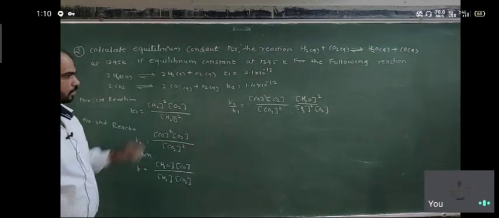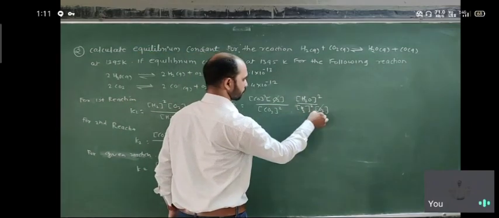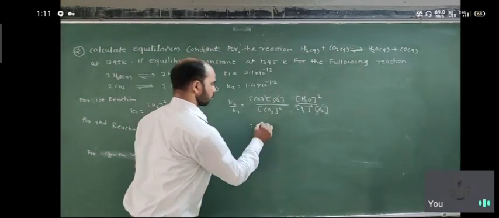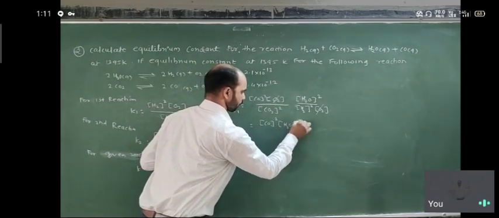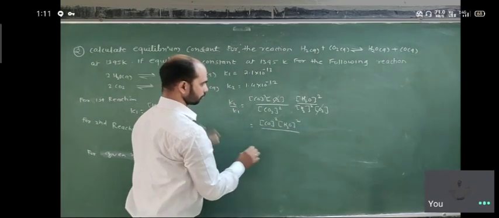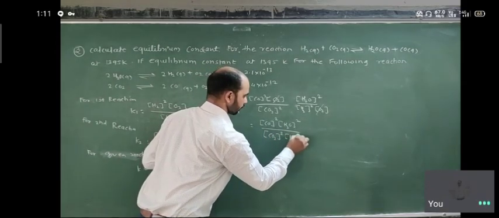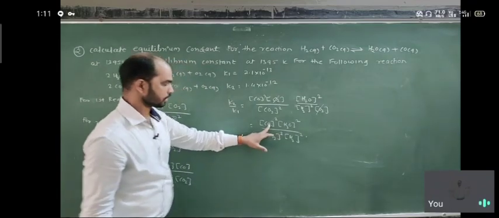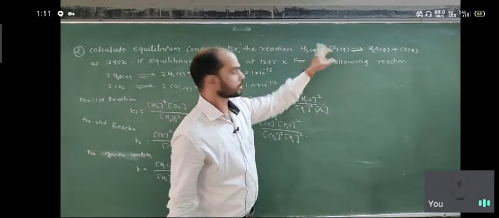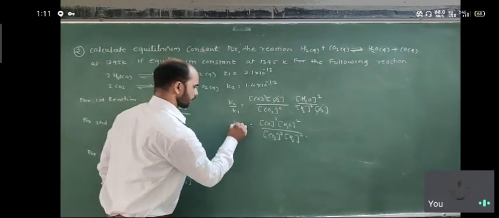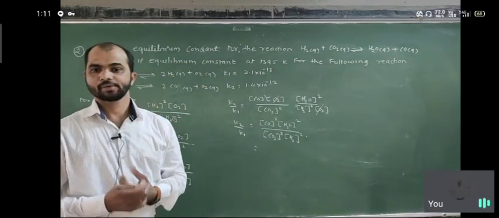Okay, we consider both of these, so we cancel the common terms. What remains is CO, then H2O upon CO2, then H2. This is because CO plus H2O is the product, and CO2 plus H2 is the reactant. So this part is K2 upon K1.